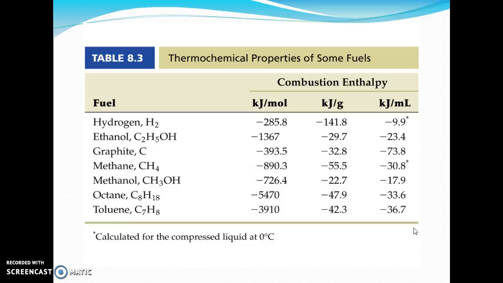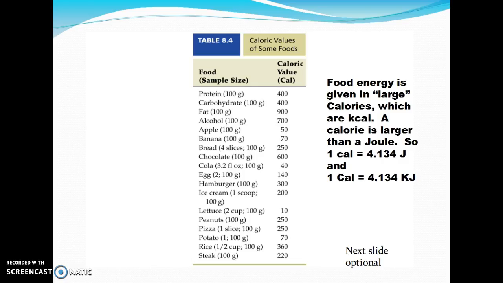Here are some thermochemical properties of certain fuels. You see they are very, very different in their amount and caloric value in food. Now we're working with calories. A calorie is larger than a joule. A calorie is 4.134 joules. And a large calorie or a kilocalorie would be 4.134 kilojoules.